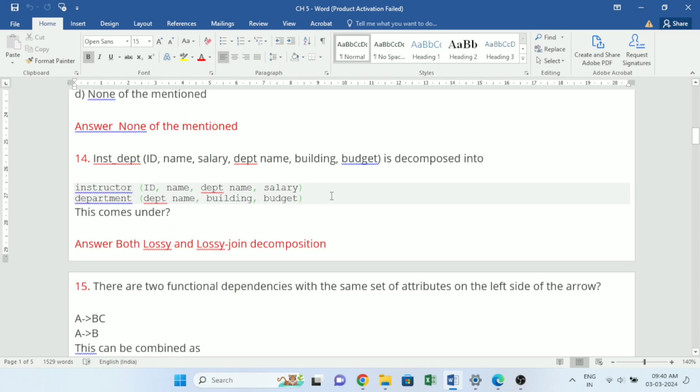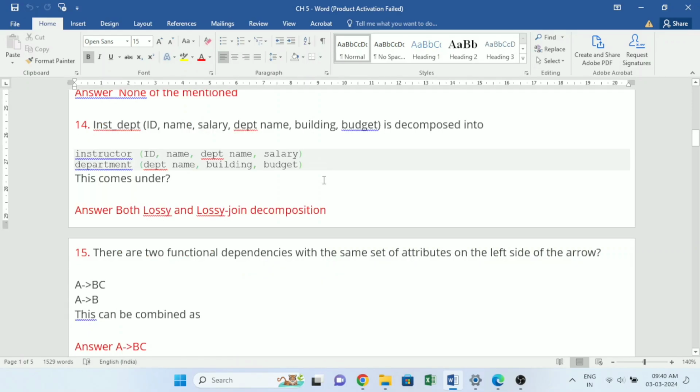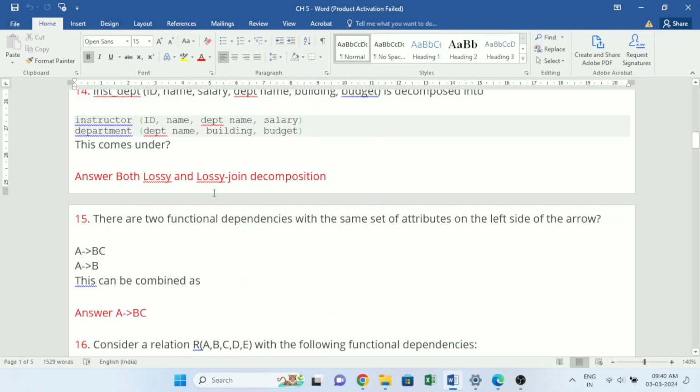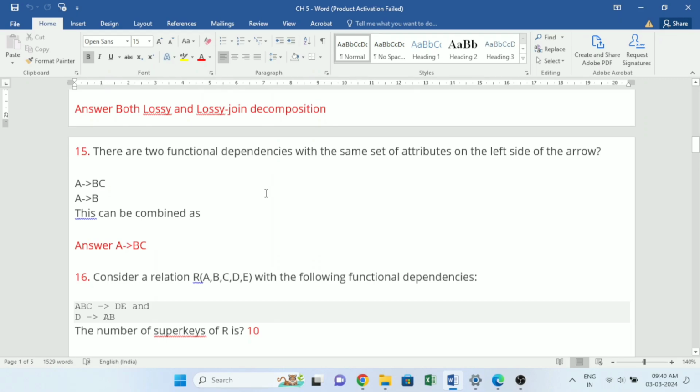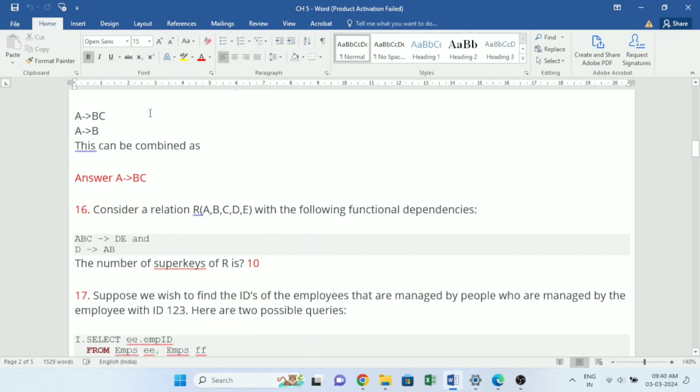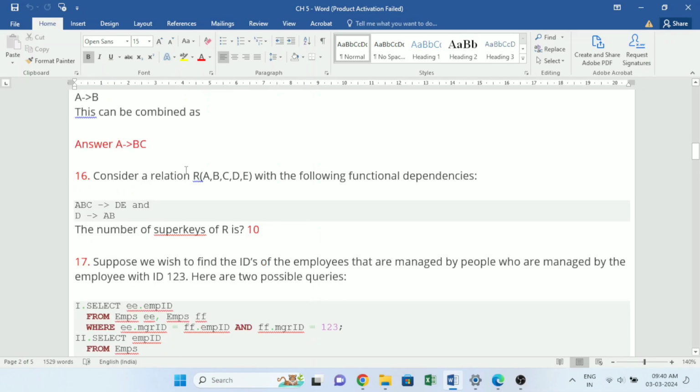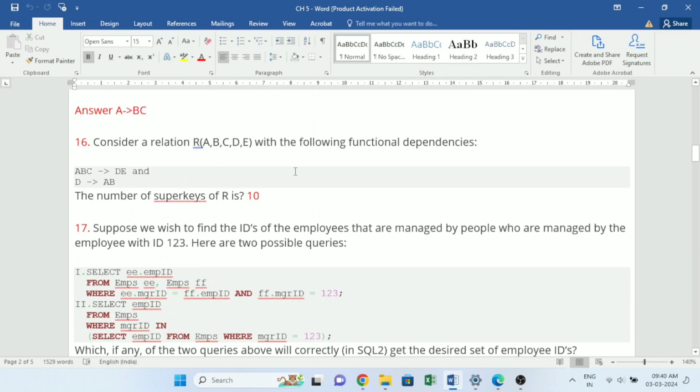14. INST_department, ID, name, salary, department name, building, budget, is decomposed into instructor, ID, name, department name, salary, and department, department name, building, budget. This comes under? Answer: both lossy and lossless join decomposition. 15. There are 2 functional dependencies with the same set of attributes on the left side of the arrow: A→BC, A→B. This can be combined as: A→BC.